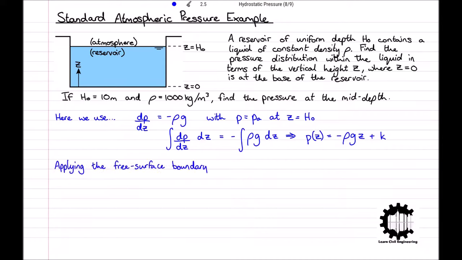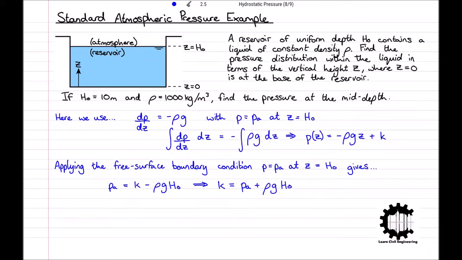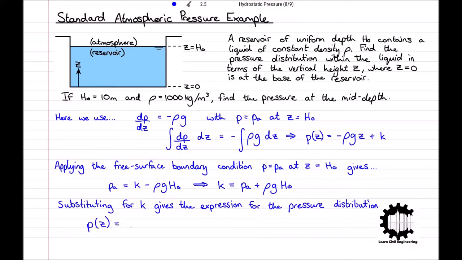Applying the free surface boundary condition of P equals PA at z equals H naught gives PA equals K minus rho g H naught. And then rearranging for K, we get K equals PA plus rho g H naught. Then, substituting for K gives the expression for the pressure distribution of P at a height of z is equal to PA plus rho g times by H naught minus z, which is valid for z is greater than or equal to zero and z is less than or equal to H naught. It is good practice to give a range of validity for P, which will be especially useful in more complicated examples and when we learn how to calculate boundary forces due to static pressure in the future.